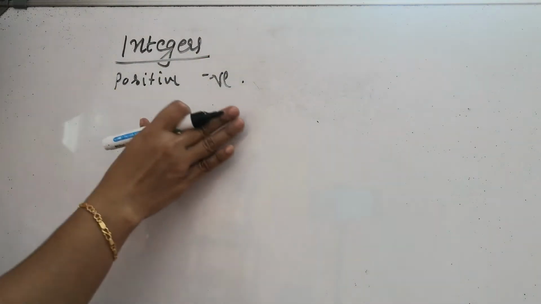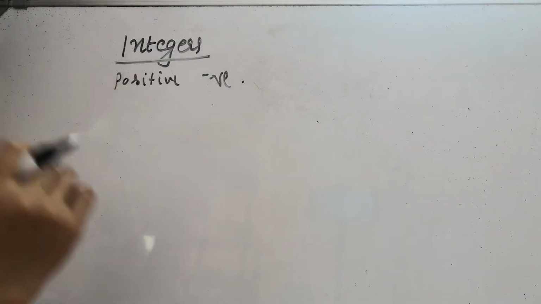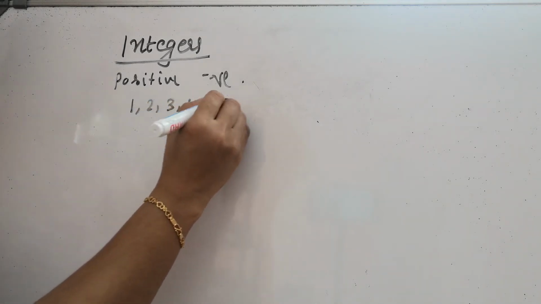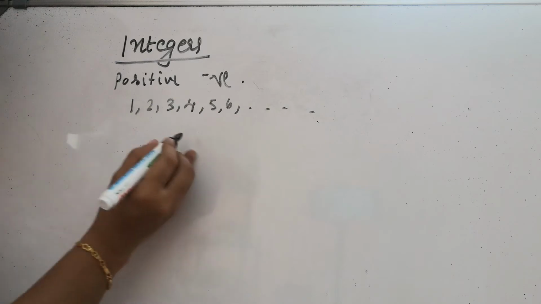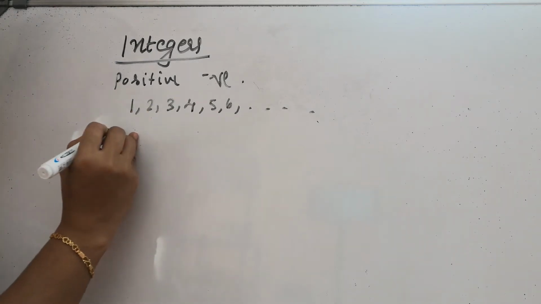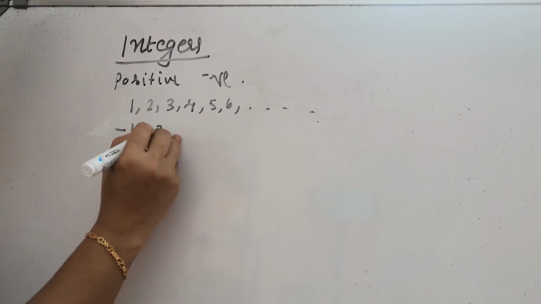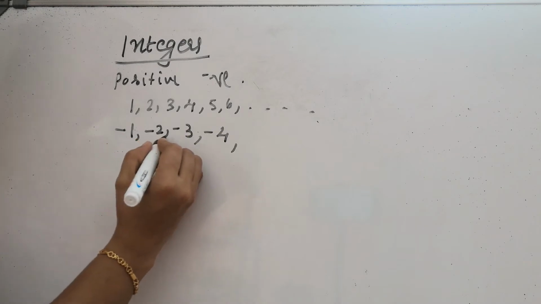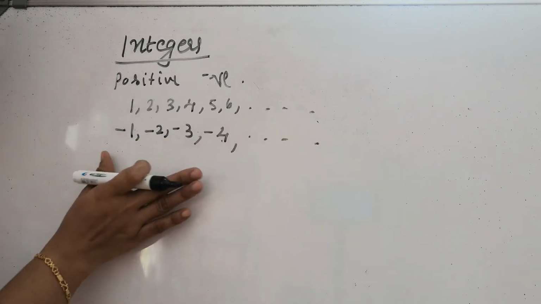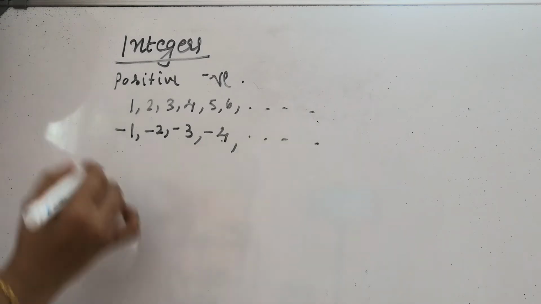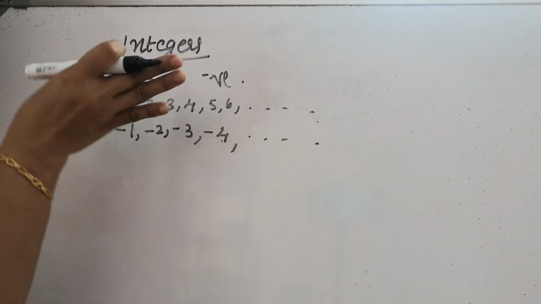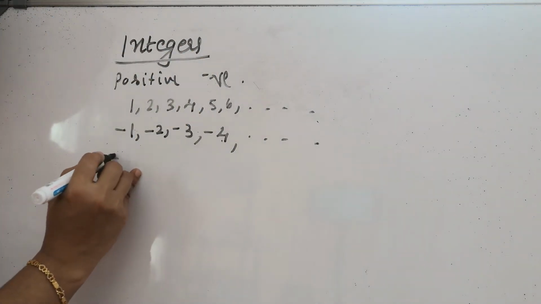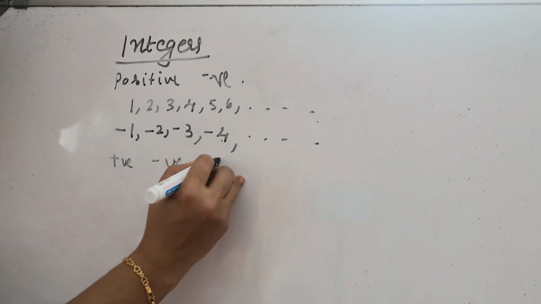The positive and the negative numbers are included in the set of integers. Example: 1, 2, 3, 4, 5, 6, etc. This is known as the positive numbers, and if we put a negative sign before the number, these numbers become negative: negative 1, negative 2, negative 3, negative 4, etc. This is known as the negative numbers. So the set of integers includes the positive and negative numbers with 0.